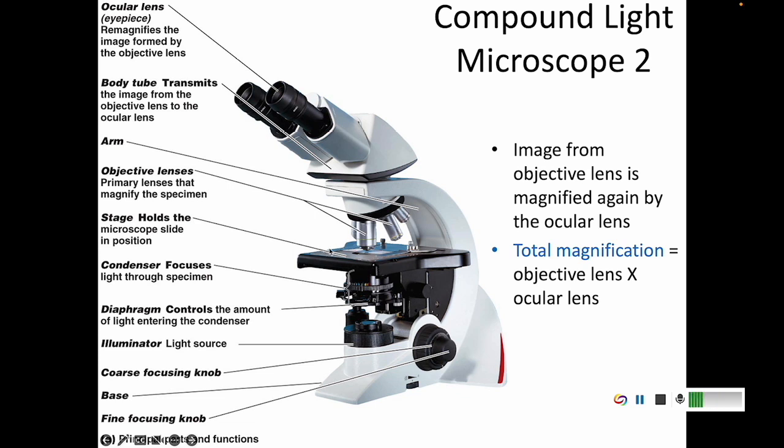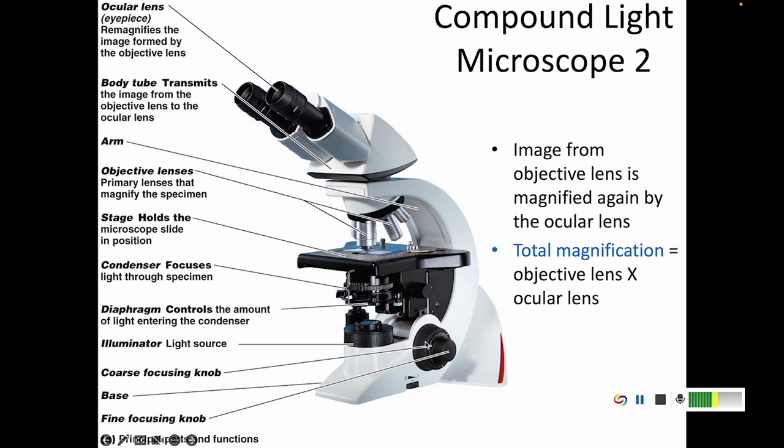This is the stage, which holds your slides. You can see the slide sitting on here. And it's got these little clamps here on either side that hold it in place. So you just put this slide right up against this wall, and this clamp just moves out and forward to just position and hold it in. The condenser here and the diaphragm, these really focus the light to go through your specimen. This is the illuminator, which is your light source. In our microscopes, they all have a light that you can turn on and off, you plug in. Although some microscopes will have just a little mirror here that you have to reflect the room light onto it.